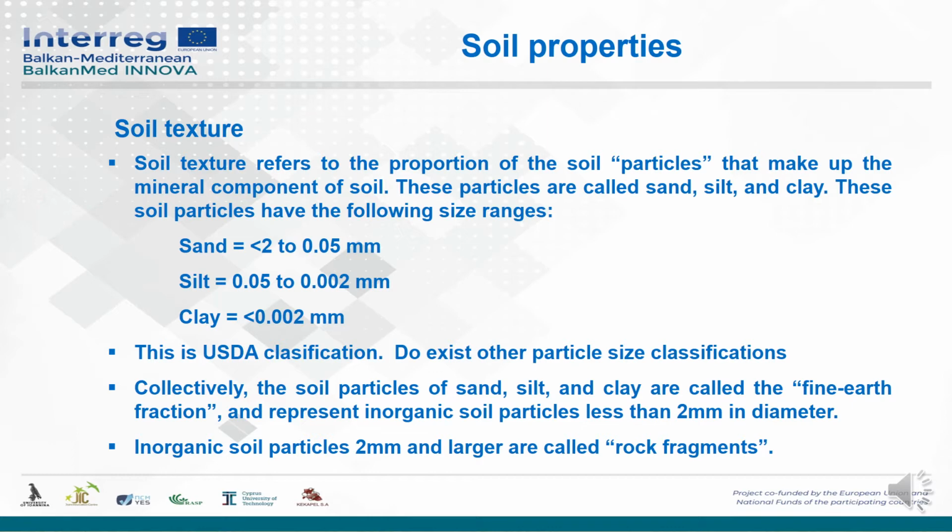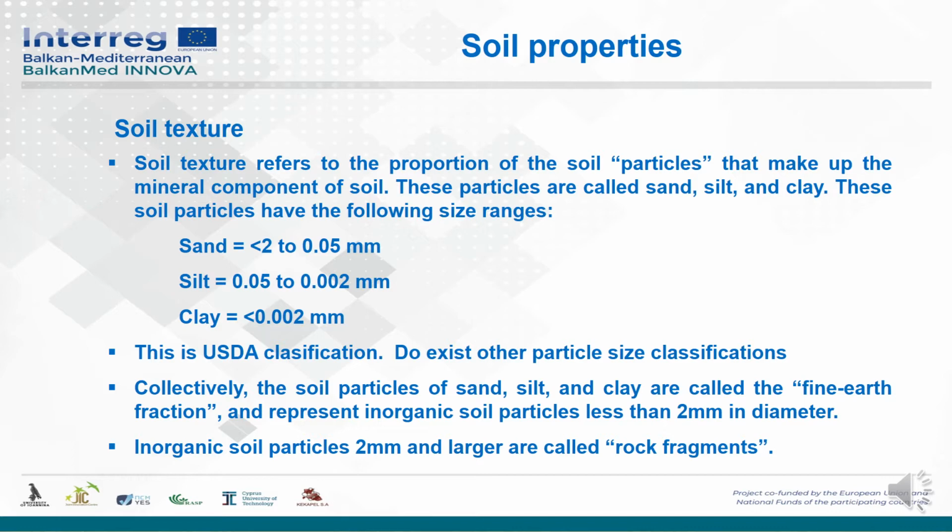Another property of soil is soil texture. Soil texture refers to the proportion of the soil particles that make up the mineral component of soil. These particles are called sand, silt, and clay. These soil particles have the following size ranges. Sand has from 2 to 0.05 millimeters size of particles.